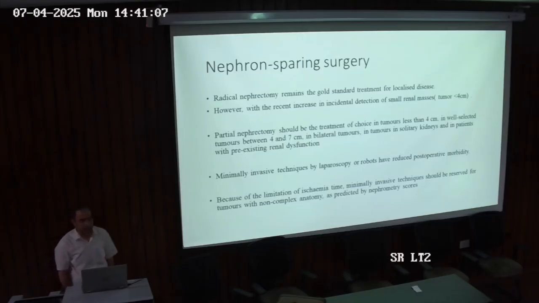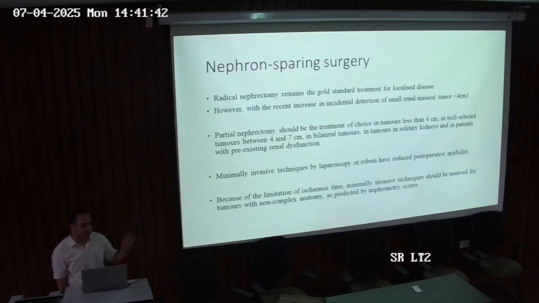So radical nephrectomy is the gold standard treatment of localized disease. However, with the recent increase in incidental detection of small renal masses less than 4 centimeter, partial nephrectomy should be the treatment of choice. Both surgeries we can do by laparoscopic approach, robotic approach, and open approach also. Because of the limitation of ischemia time, minimally invasive techniques should be reserved for tumors with non-complex anatomy, as predicted by the nephrometry score.